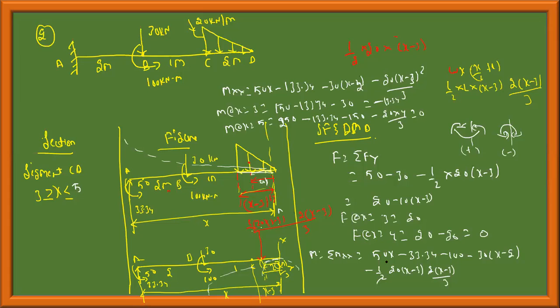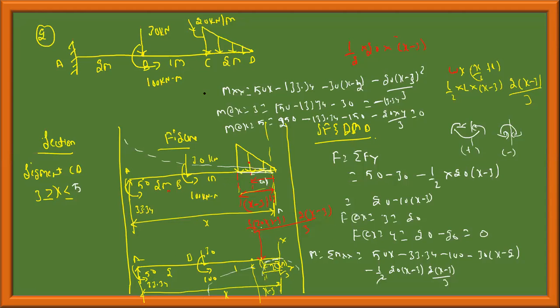So I have taken 50 into x. This is causing a smiley face. 50 into x minus 33.34 minus 100 minus 30 into x minus 2. The entire load I have taken, this is of magnitude 30, this is 30 into x minus 2. Which load? This point load, 30 into x minus 2.